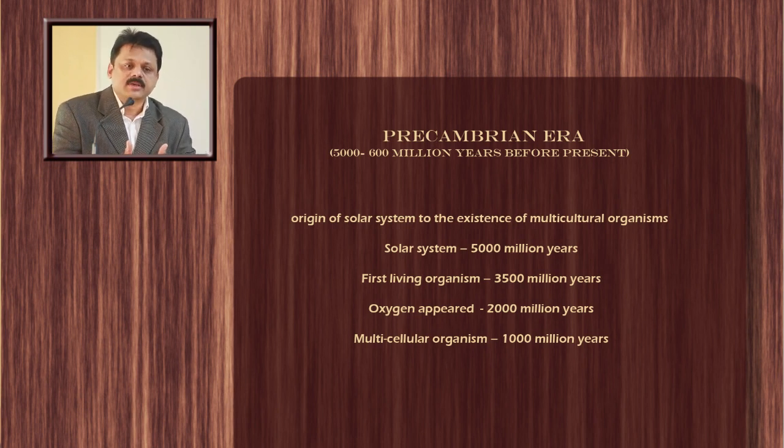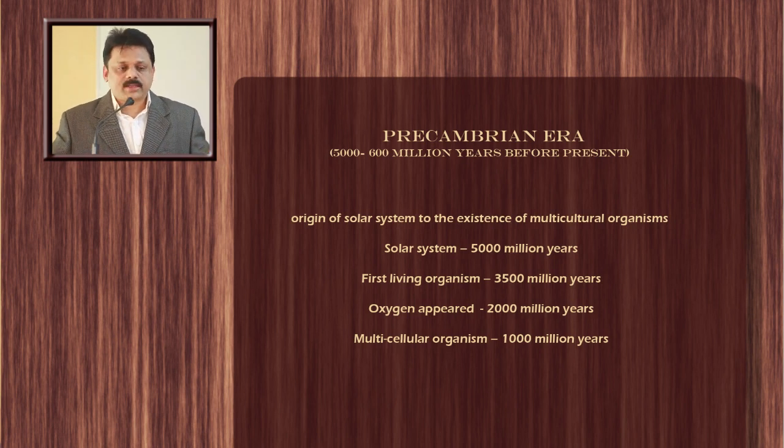The solar system is believed to be 5,000 million years old. So it formed something like 5,000 million years before present, and at this time there were no living organisms existing in the solar system. The first living organism is believed to have evolved in the solar system something like 3,500 million years before present. That's about 1,500 million years after the formation of the solar system. The first living creature started being seen in the system.